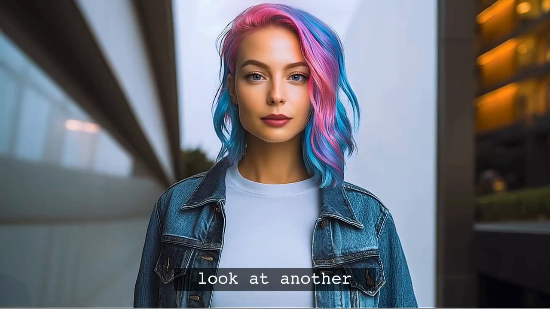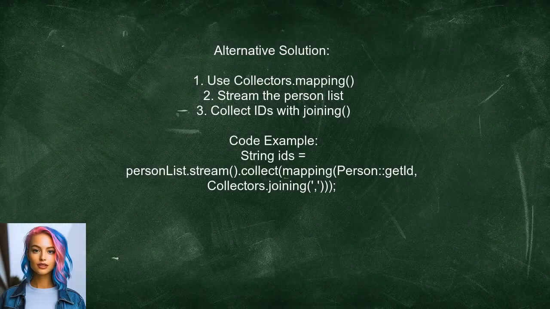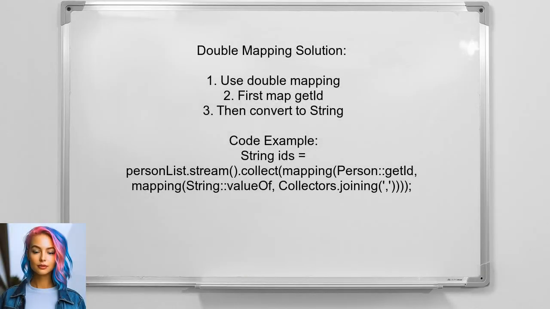Let's take a look at another answer from another user. An alternative approach to joining a list of object properties into a string involves using the Collectors mapping method. You can stream the person list and collect the IDs by mapping the getID function and joining them with a comma. If the ID is not a CharSequence, you will need to apply double mapping. First, map the getID function, then convert the result to a string before joining.